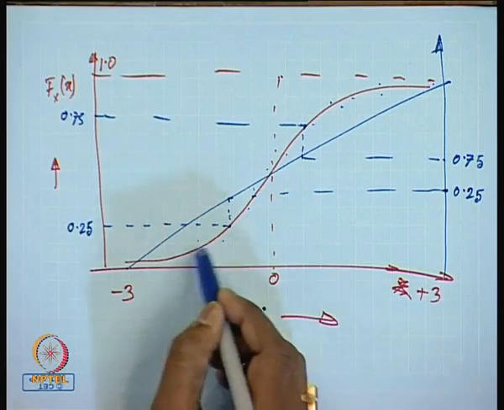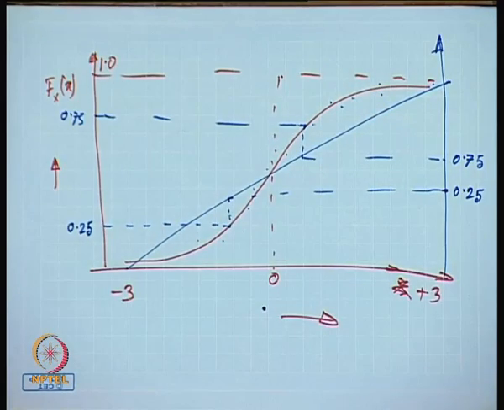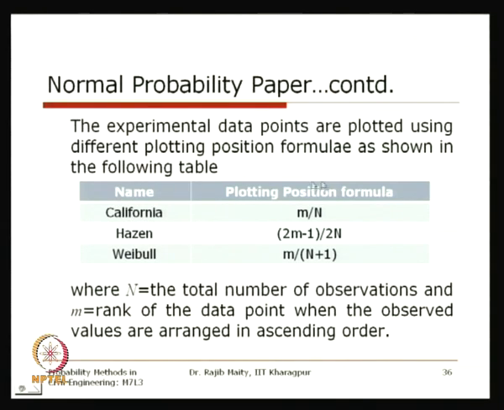Now, the second question is how we will get their cumulative probability. For that, different plotting position formulas are available. For example, California gave m by n, Hazen gave 2m minus 1 by 2n. We will use the formula m by n plus 1, where n is the total number of observations, that is the sample size, and m is the rank of the data point when the observed values are arranged in ascending order.